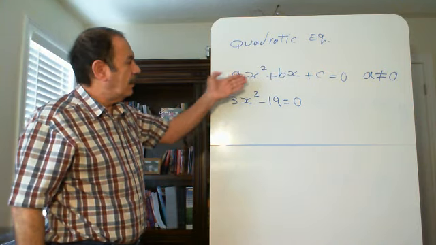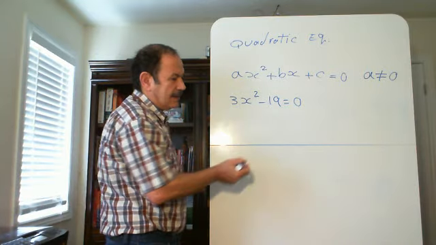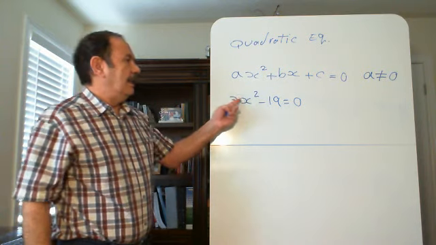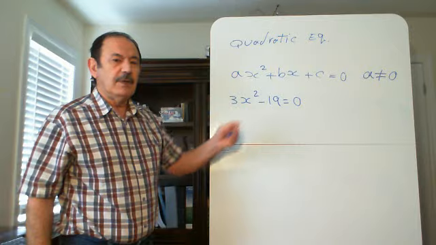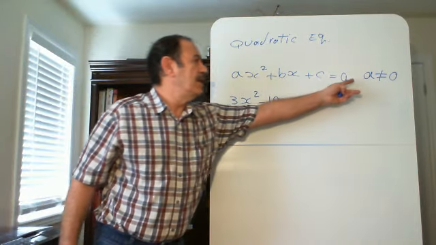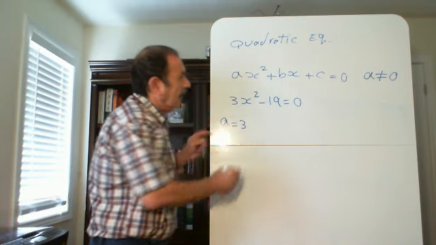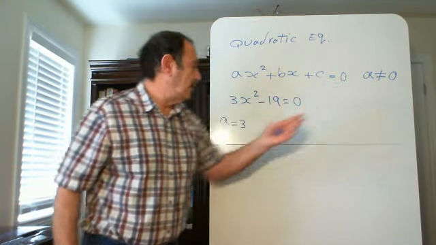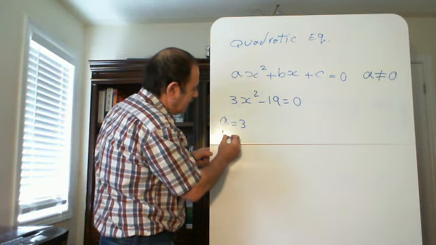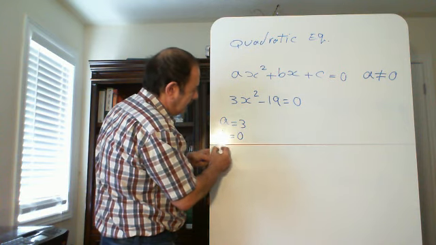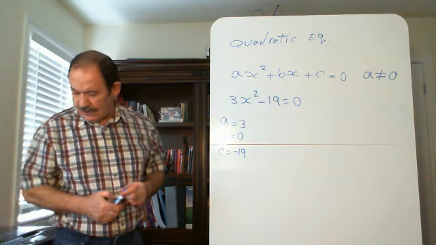Comparing with the general standard format, first of all, it is a quadratic equation because the highest degree of x is 2 and it is ordered from highest to lowest, and there is the restriction on A. What is A? A is 3. The restriction that A shouldn't be 0 is satisfied because A is 3. How much is B? B is 0. And how much is C? C is -19. So this equation is a quadratic equation.